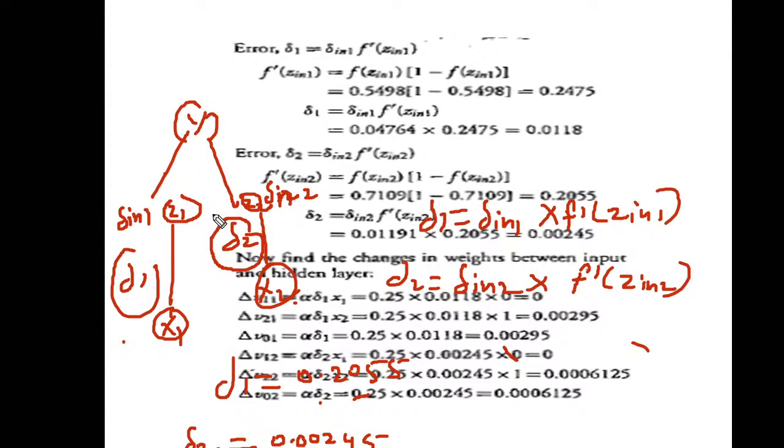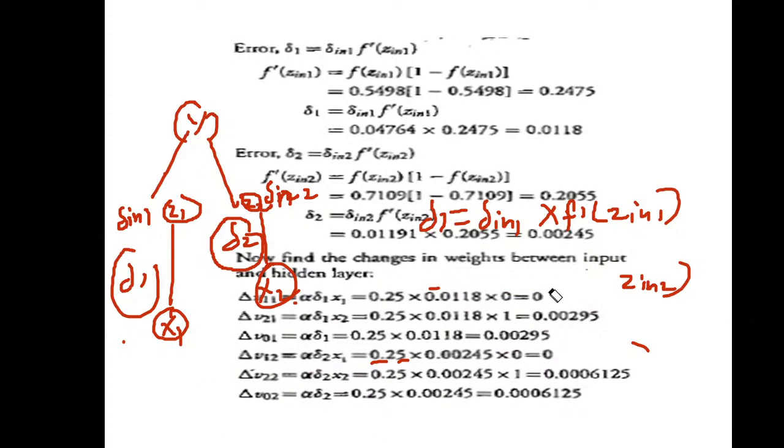Now the next task, since we have calculated this, we are going to update the weights which are coming to this Z1 and all the weights which are coming to this Z2. The weights coming to Z1 are from X1, from X2, and one bias. Similarly, the weights coming to Z2 are from X1, X2, and one bias. So the three weights coming to Z1 and three weights coming to Z2, we will now calculate all the changes in those weights, and the procedure will remain the same.